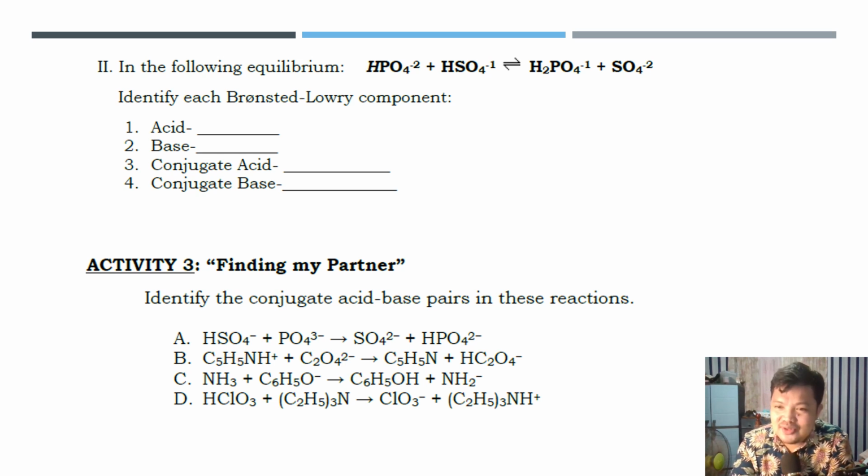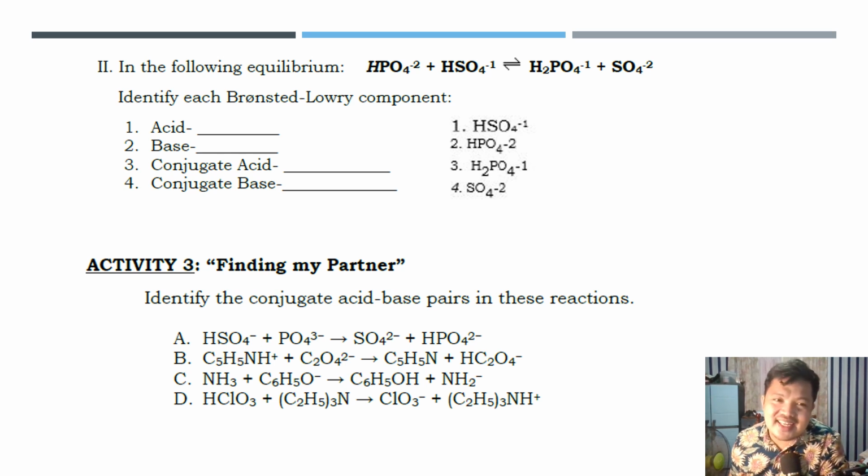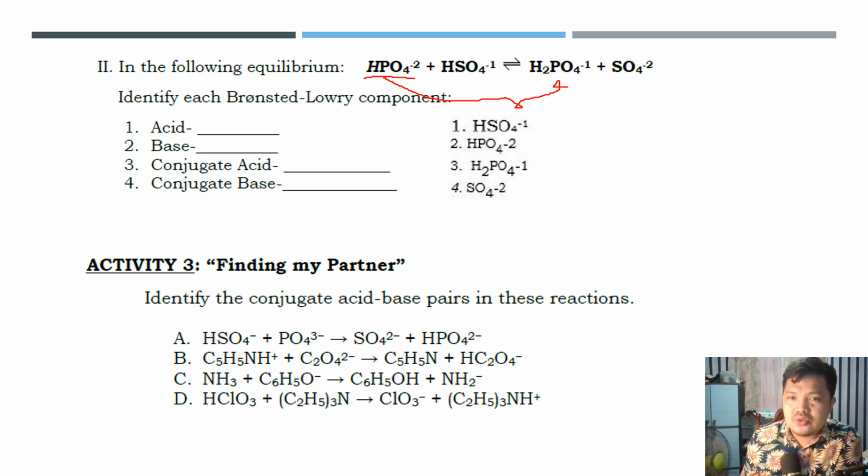Given that you have paused and played the video, let's now have the answer. Our acid here is... ay, lumabas lahat ng sagot. O, isa-isahin natin. Alin yung acid ba dyan? Tingnan natin. Simulan natin sa HPO4. Yung kapartner ng HPO4 is obviously H2PO4. Yung kapartner naman ng HSO4 is SO4.